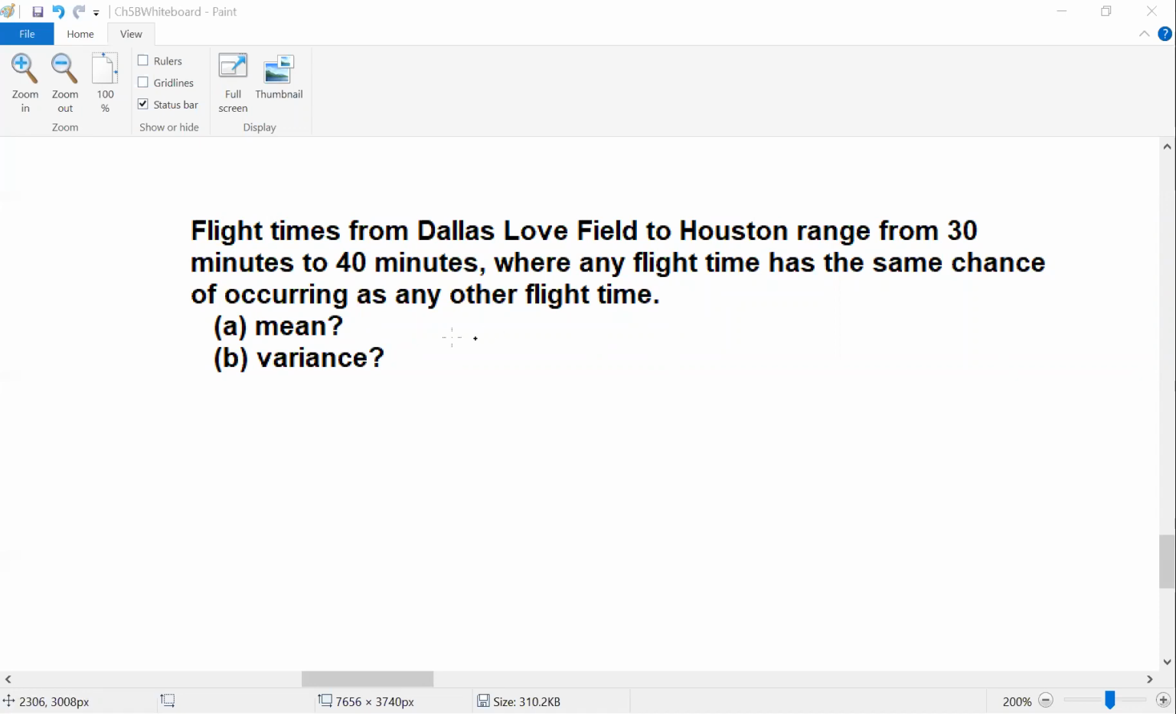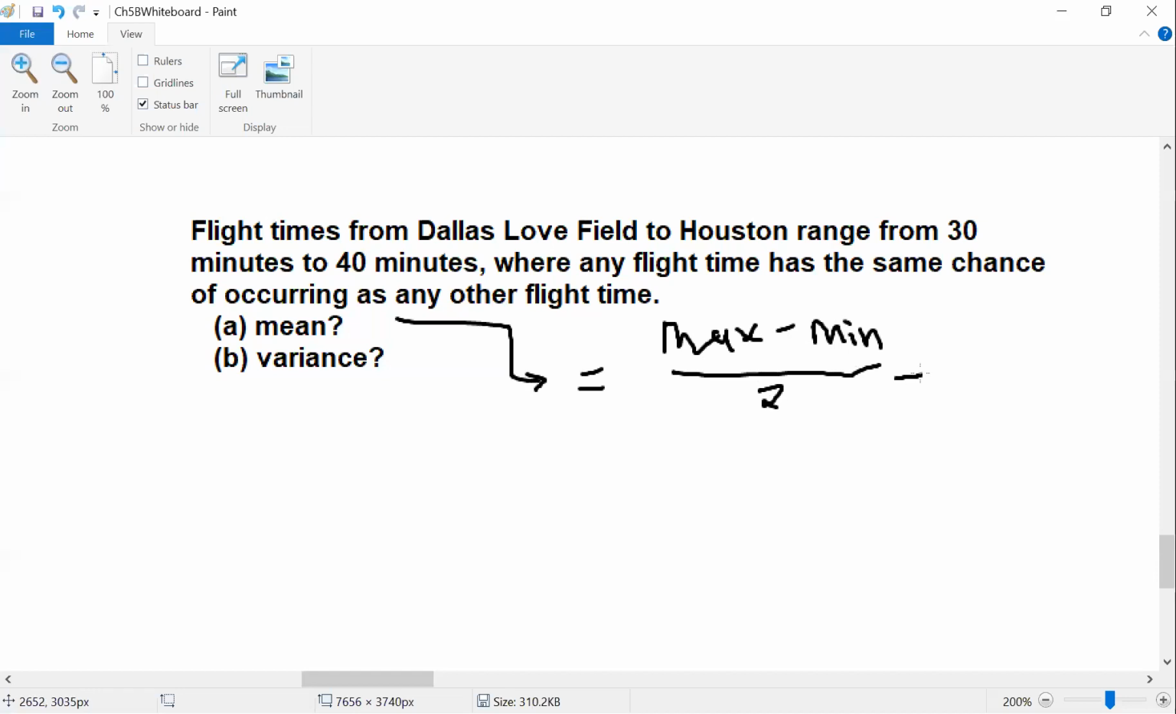Okay. The mean is equal to the max plus the min, divided by 2. In this case, the max is 40. The min is 30. And we divide by 2. 40 plus 30 is 70. Divided by 2, 35 minutes. That's it. The variance is slightly more involved, but not much more.